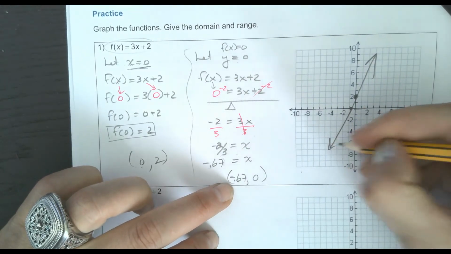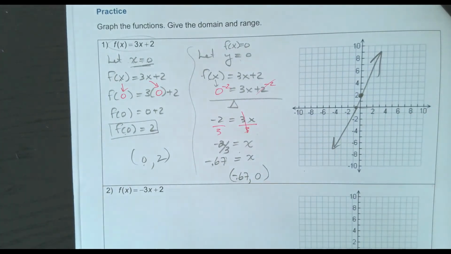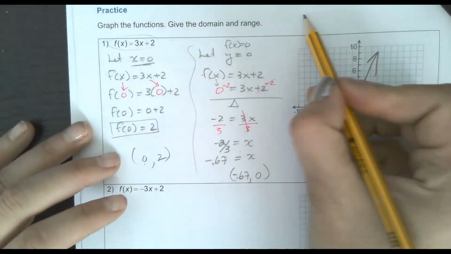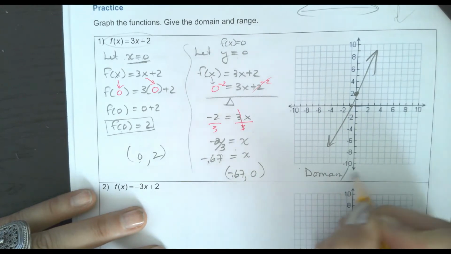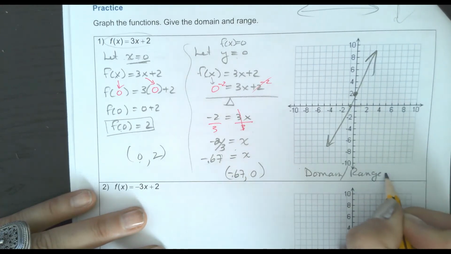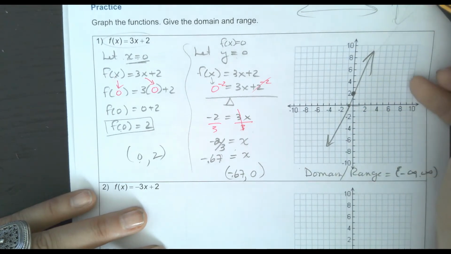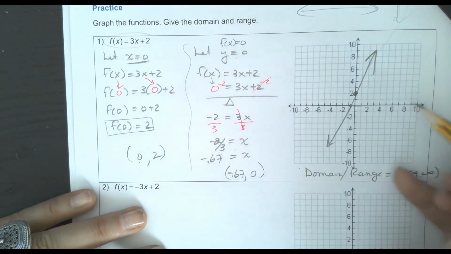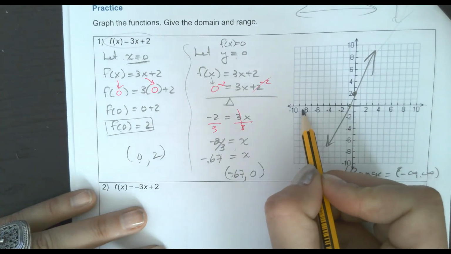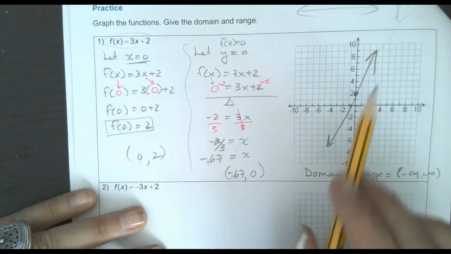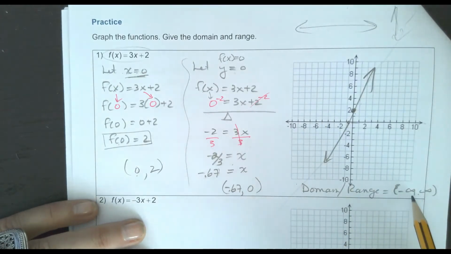So there's my line. Any line that's straight, as long as it's not horizontal and not vertical, the domain and range are equal to negative infinity to infinity. Because this goes on forever and ever. You're going to use all your positive x's, and this is going to go on forever, and you're going to use all your negative x's. Okay, same for the y's. So whenever you have a straight line that's not horizontal or vertical, the domain and range is this.